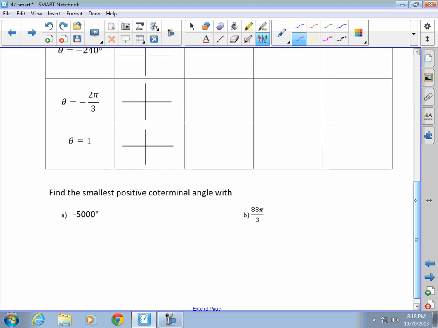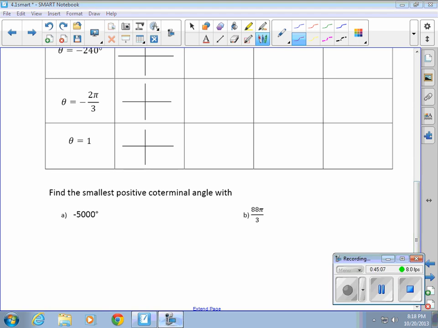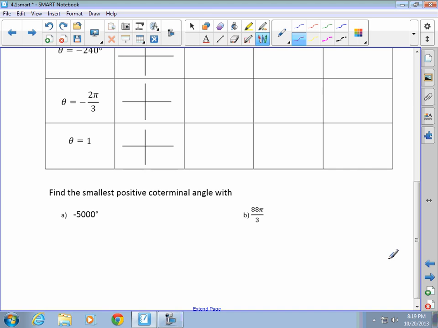What we want to do is see how many rotations it's going to take to get to this angle. I'm just going to pause here because I have an error in my math. Okay, sorry about that. I just made a mistake in my math and I wanted to correct it before I put it up on the board.